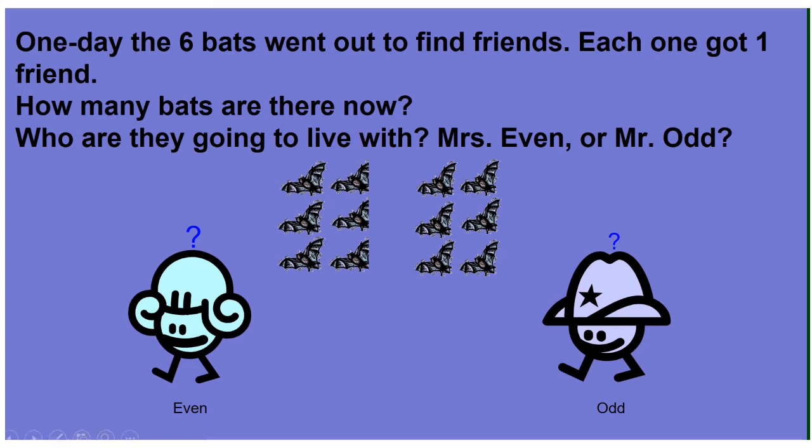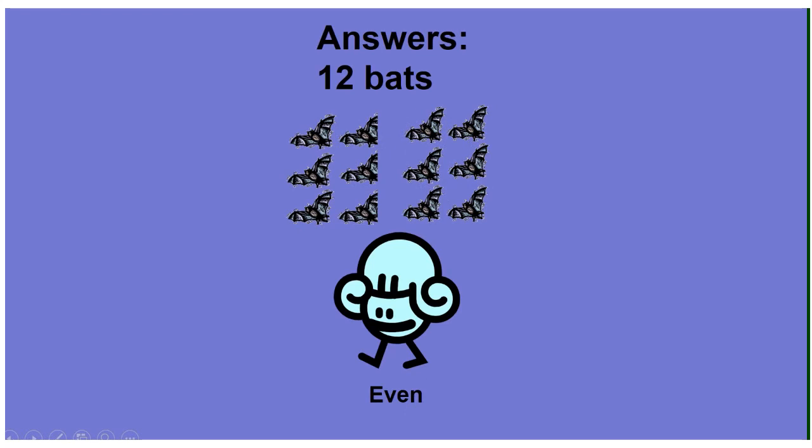So there are six bats already that lived in the lands. So they met another six friends. Let's count all together. 1, 2, 3, 4, 5, 6, plus another 6, 7, 8, 9, 10, 11, 12. So there are 12 bats all in all. So 12 ends with 2, and 2 is an even number. So it's an even number, so it belongs to Mrs. Even. All right?